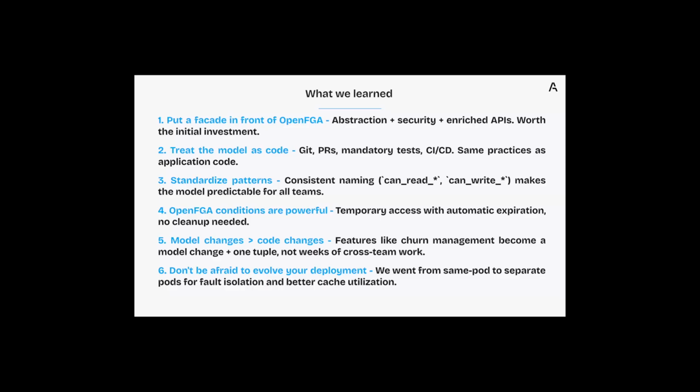So actually, we are not just evolving the model. We don't need to touch the code. So it's great. And don't be afraid to evolve your deployment. We did a lot of changes in our deployment. We went from sidecar pod to separated pod for fault isolation. We tried a lot of things, and now it's pretty stable. But yeah, it was a great experimentation.